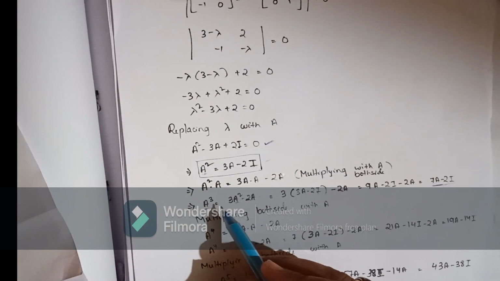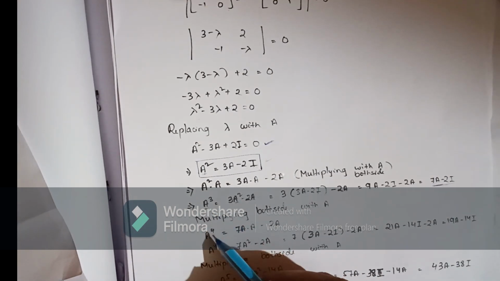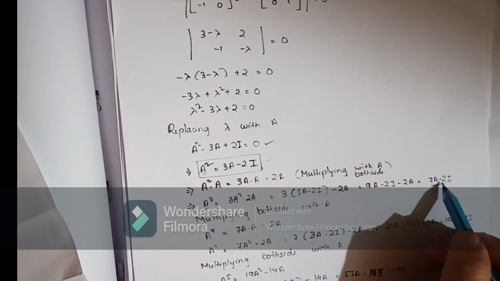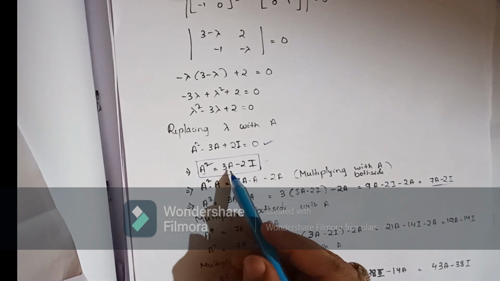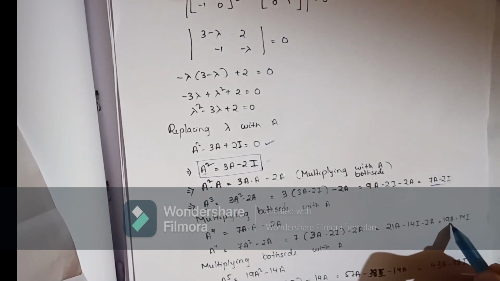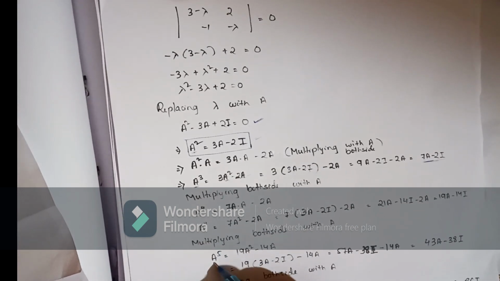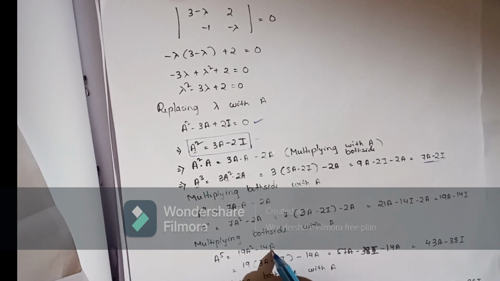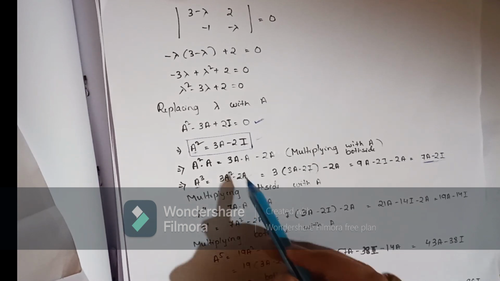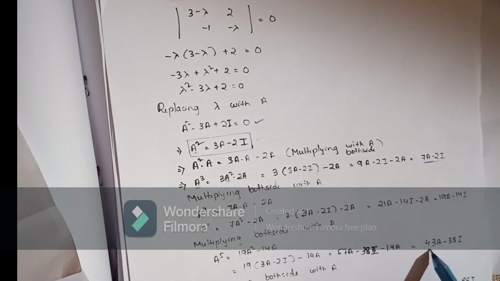Now again I have to multiply A on both sides, so this will become A to the power 4 and this will become 7A square minus 2A. Again A square came, again I can replace this A square with 3A minus 2I, and after solving, again look, it came in the form of A. Next, again I multiply both sides by A. This will be A to the power 5 and this will be 19A square minus 14A. Again I replace the value of A square, so it became 43A minus 38I.